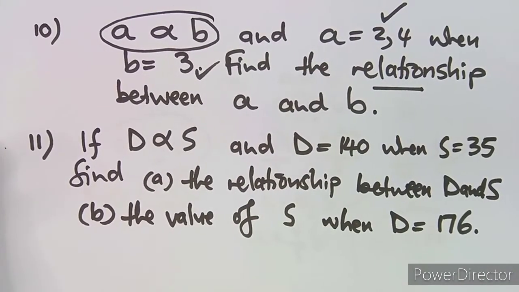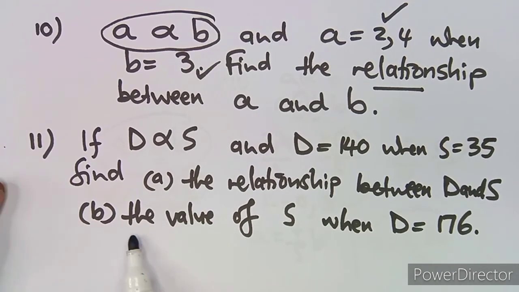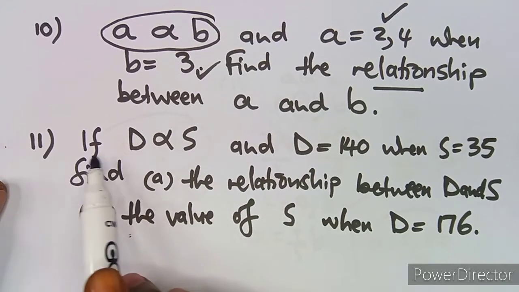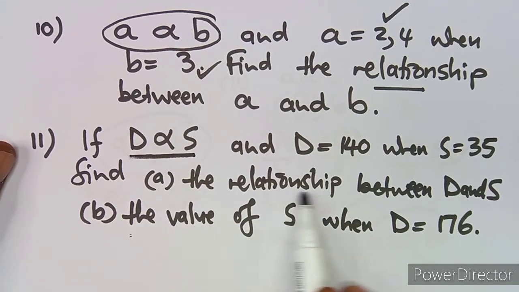Then now number 11 is d. We are given the same thing, but here it's a continuation actually. So this is a similar question, but with an additional part. We are given that d varies directly as s, a direct variation, and d is 140 when s is equal to 35. Find the first part, the relationship between d and s.